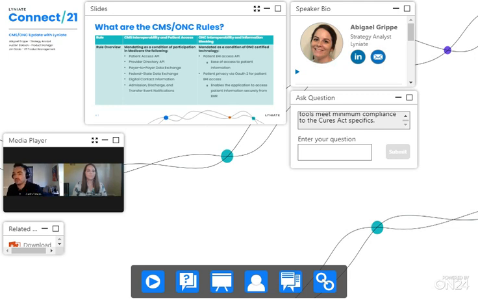So let's jump into the rules themselves. Mandating as a condition of participation in Medicare, provider organizations need to have a patient access API. So this is the big one.